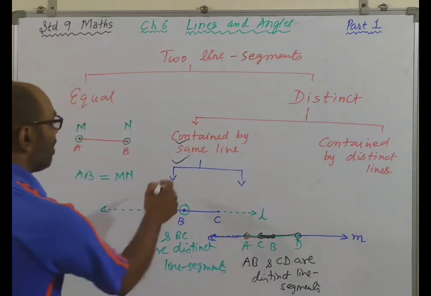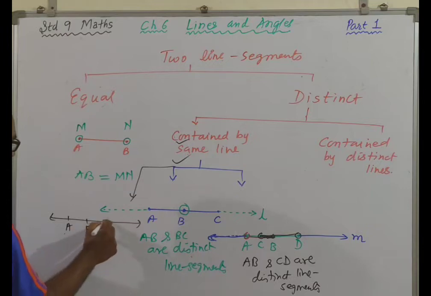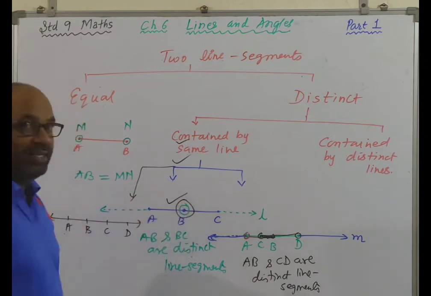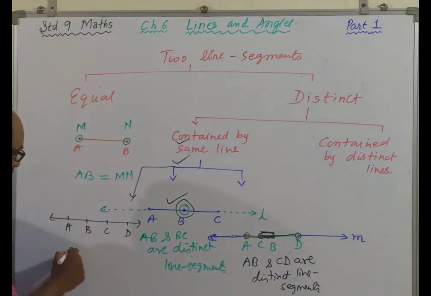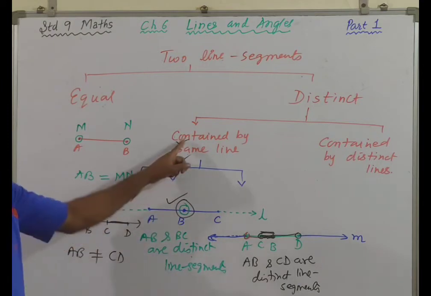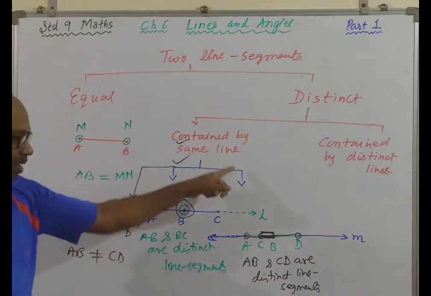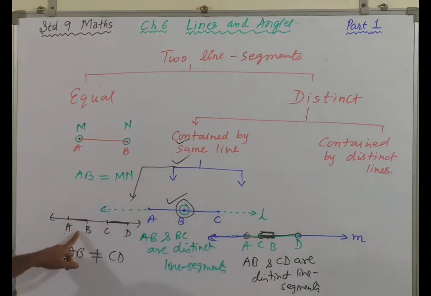And there is one more case, children, एक और केस है. एक ही लाइन पे है लेकिन ये ए बी और ये सी डी, एक भी पॉइंट कॉमन नहीं है. In the first figure one point is common, in the second figure some points are common and in the third figure AB is not equal to CD. क्यों? क्योंकि एक भी पॉइंट कॉमन नहीं है उसके बीच. Though they are on the same line, so line segments contained by the same line. Situation one, one point is common. Case two, many points are common. And case 3, no points are common. Still, they are distinct line segments.